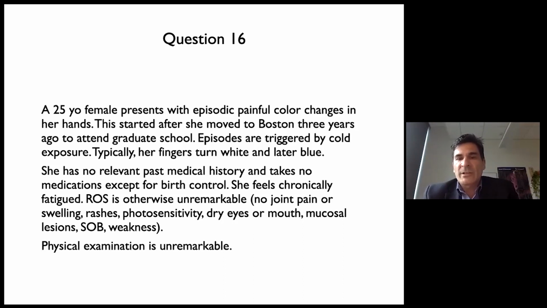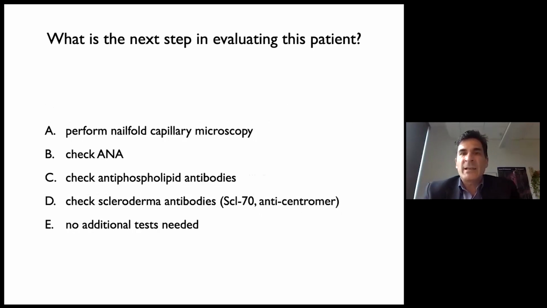She feels chronically fatigued. Review of systems is otherwise unremarkable, which means that she denies joint pain or swelling, rashes, photosensitivity, dry eyes or dry mouth, mucosal lesions, shortness of breath, or weakness. Physical examination is unremarkable. What is the next step in evaluating this patient?